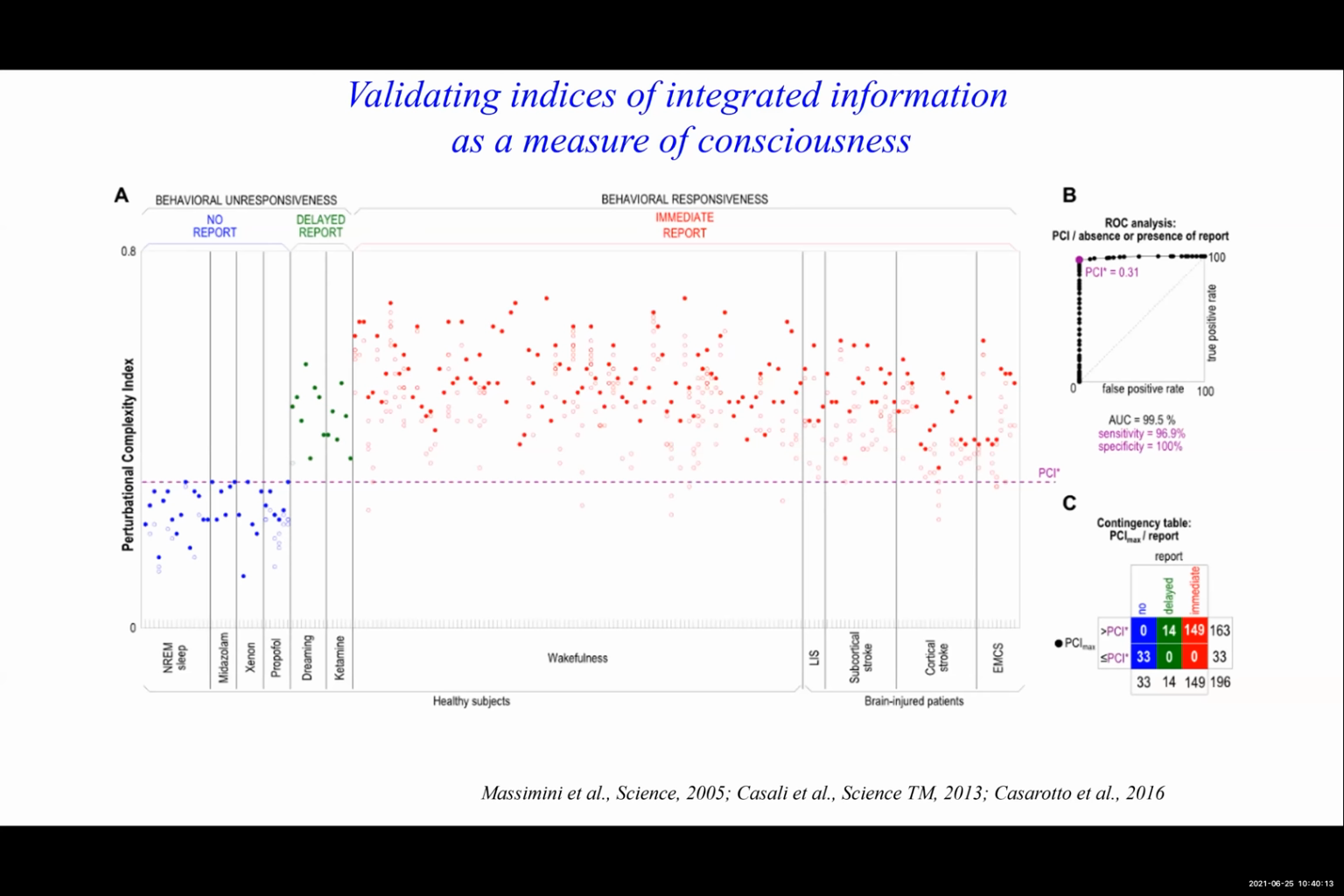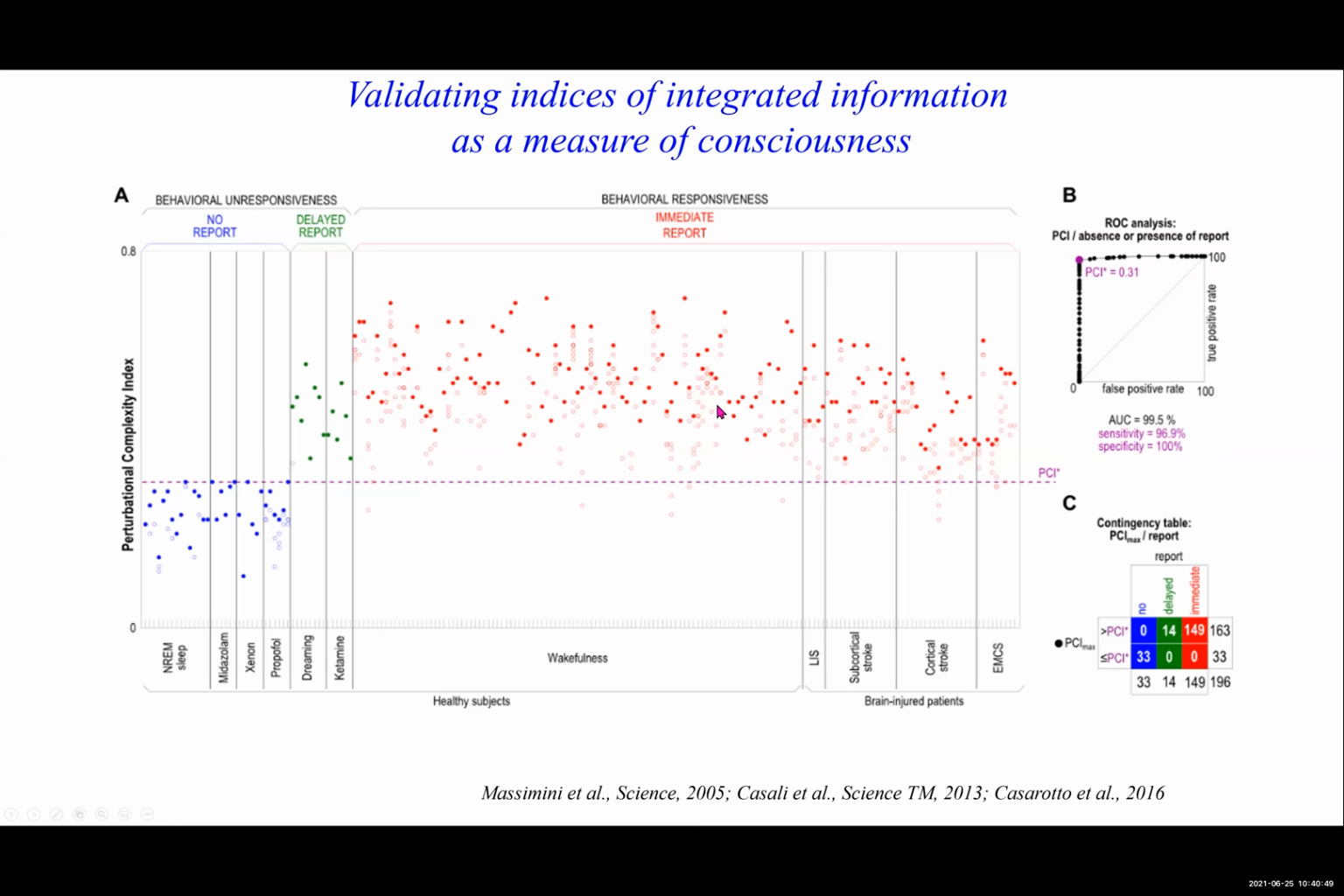This is just a summary that across hundreds of subjects now, if you measure this index of integrated information, a very crude index, it's always high. These are different subjects when they are awake, even neurological subjects with locked-in syndrome, cortical strokes, emergence from the minimally conscious state, and importantly, when they are conscious but unresponsive, like ketamine and dreaming. But it's always low when they are in an unconscious situation, non-REM sleep, midazolam, xenon, and propofol anesthesia, with very high sensitivity and specificity. There's really nothing else like that.